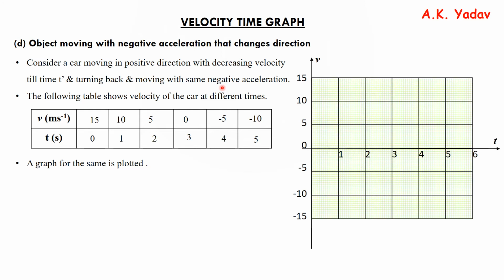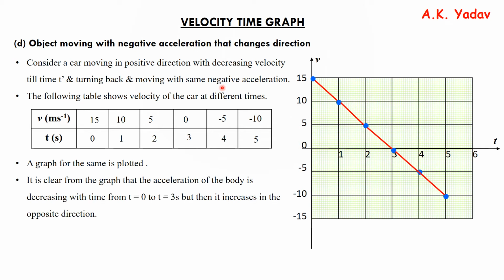Let us plot a graph. Yes, we have plotted the graph. We have joined the dots. Now it is clear from the graph that the acceleration of the body is decreasing with time from t equal to 0 to t equal to 3 seconds, but then it increases in the opposite direction.